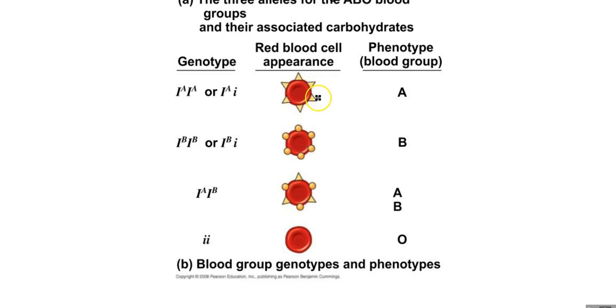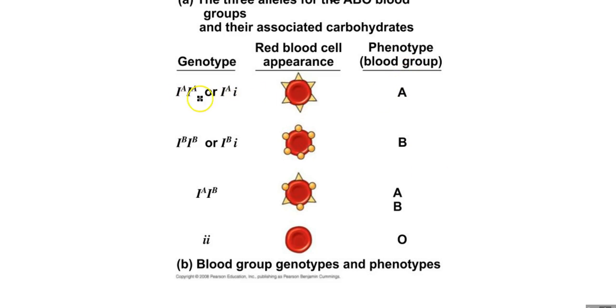If you have triangle shaped cell surface markers, that would denote that you are blood type A. If you have circles on the cell, that would denote that you are blood type B. And then we also have individuals that have both of those markers. They have the circles and they have the triangles. Those people would have type AB blood. And then finally, we have people that do not have either one of those cell surface markers, and those individuals have type O blood. So those are our different phenotypes.